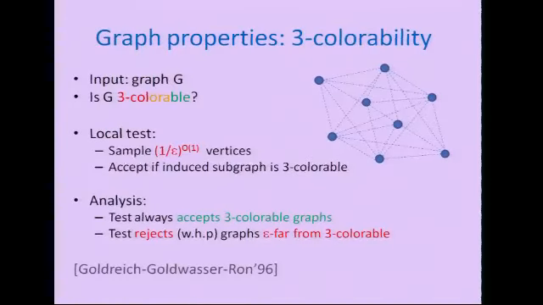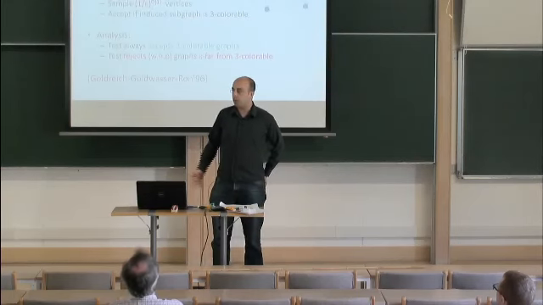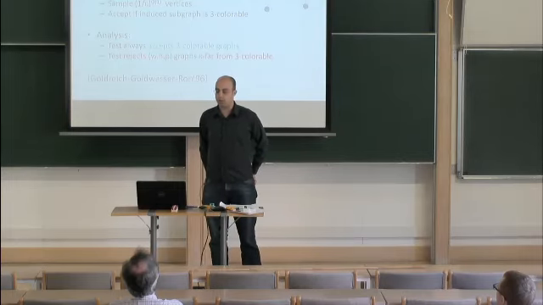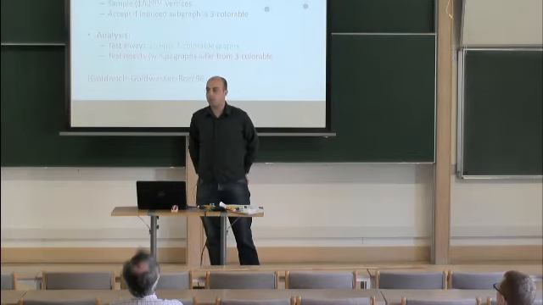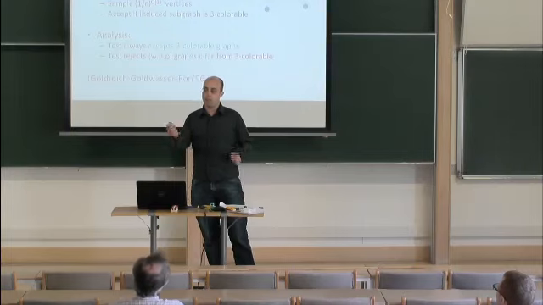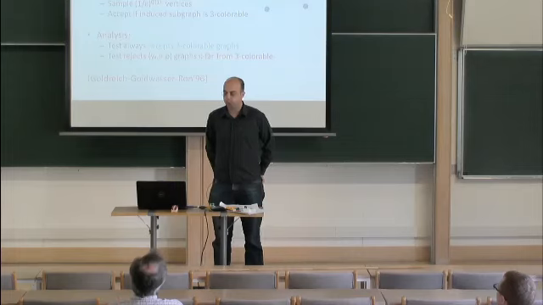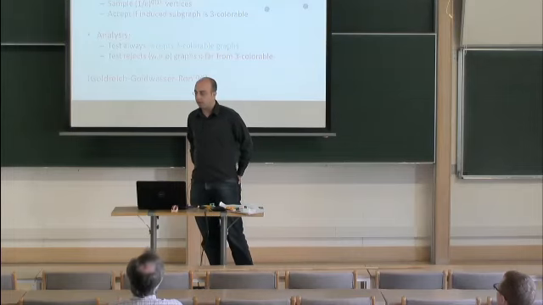I guess this entire area started by studying graph properties. Here's an example about three-colorability. You're given a huge graph, and the question is, is this graph three-colorable? We know three-colorability is an NP-hard problem, but can we say something approximate? Apparently you can. Is this graph approximately three-colorable? By approximately, I mean you can delete a small number of the edges and then the graph will be three-colorable. It turns out this question is relatively easy to answer, even locally.